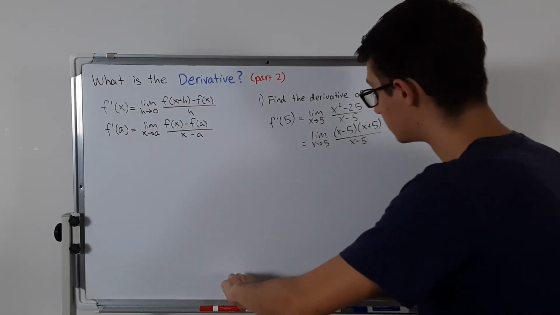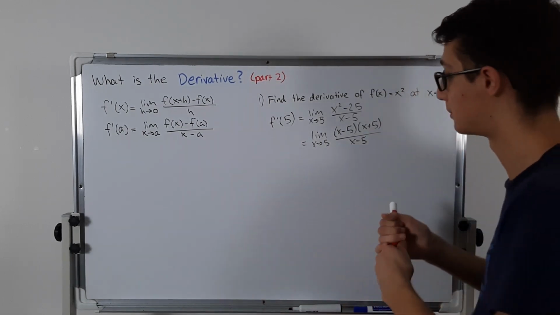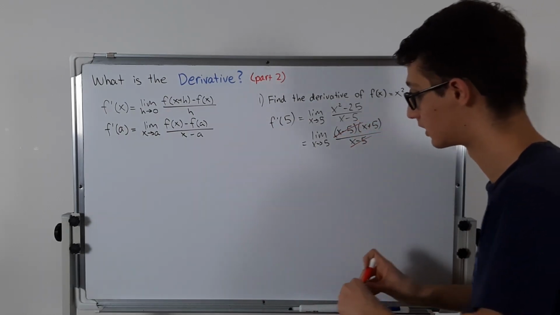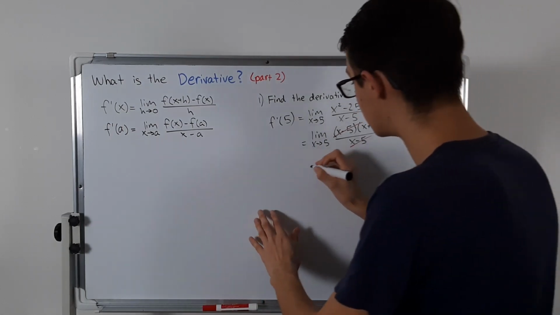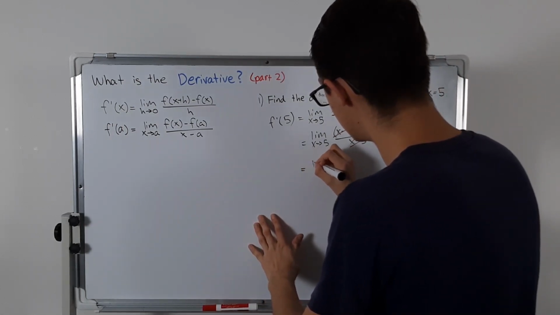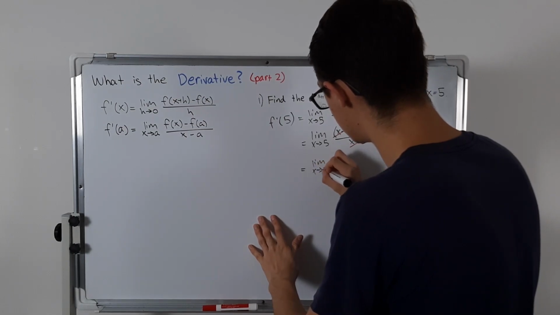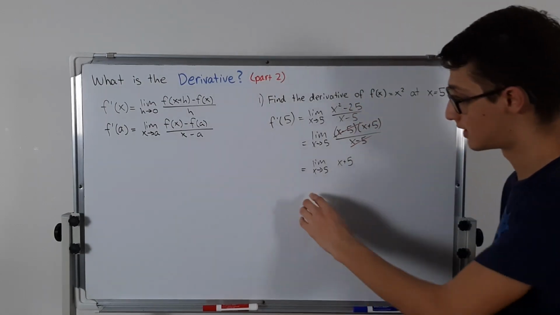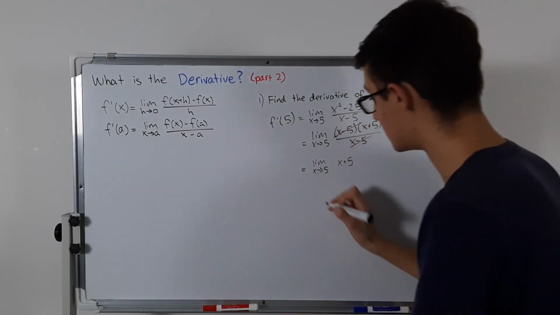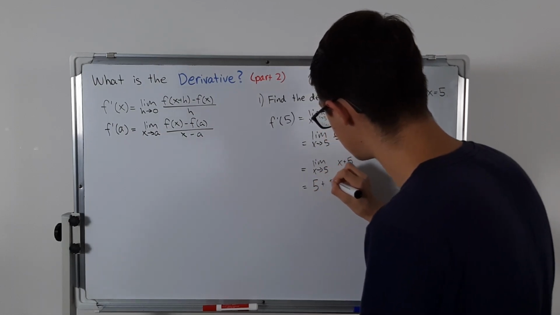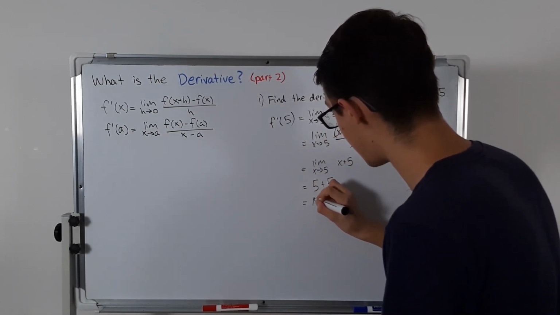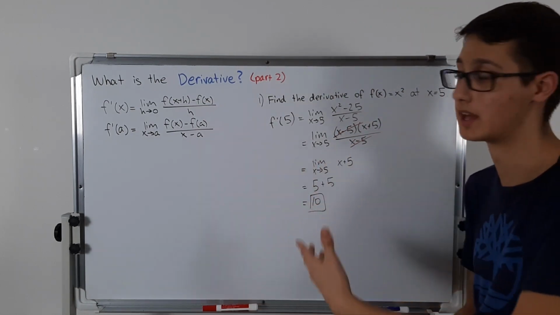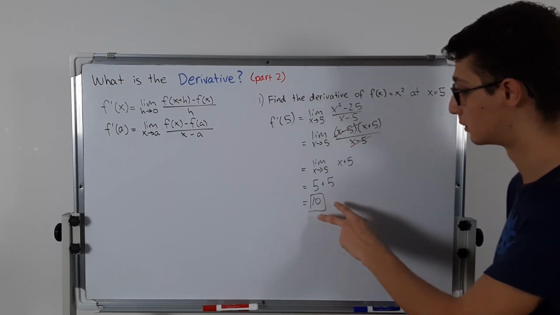And if you notice, again, we have some cancellation. Usually happens with these types of problems. The x minus 5 cancels out, and now we are left with the limit as x approaches 5 of x plus 5. Now as x approaches 5, we can just plug 5 in, so this is just going to be 5 plus 5, and again we get 10. So notice how we get the same answer as before when we did the other method.